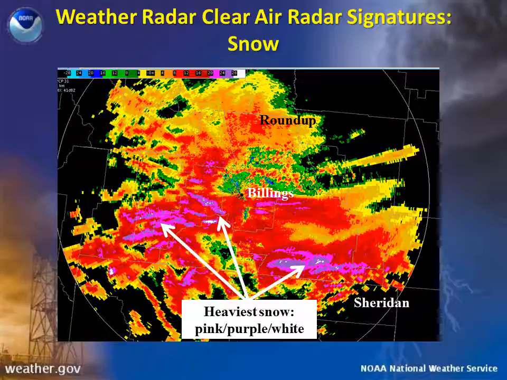Remember, radar data on our website can be accessed by clicking on the radar image towards the bottom of the main page.